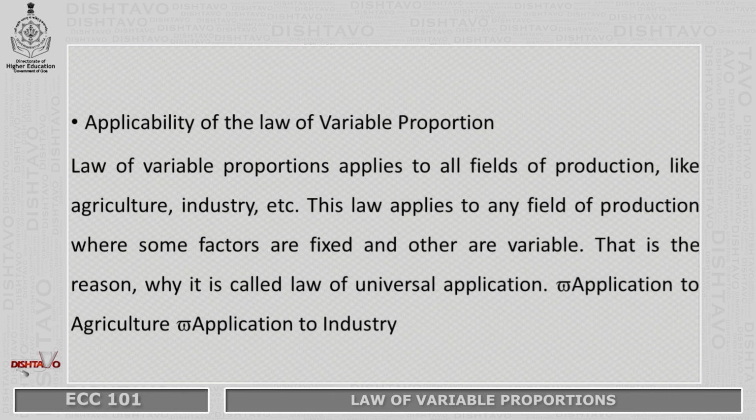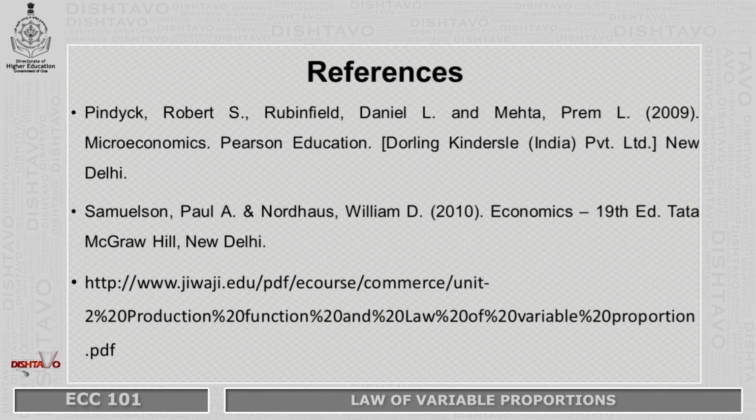Applicability of the law of variable proportion. The law of variable proportion applies to all fields of production like agriculture, industry and so on, and applies to any field of production where some factors are fixed and others are variable. That is the reason why it is called a law of universal application, with application to agriculture and to industry.